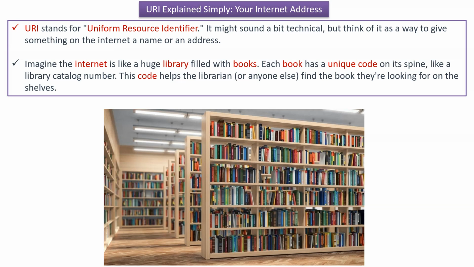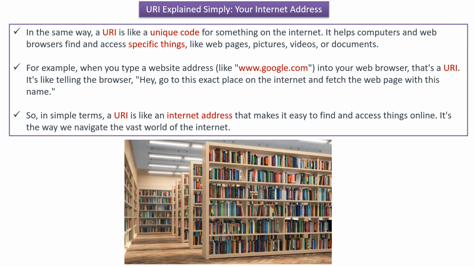We can imagine the internet is like a huge library filled with books. Each book has a unique code on its spine, like a library catalog number. This unique code helps the librarian or anyone else to find the book they are looking for on the shelves. In a similar way, like the library analogy, a URI is like a unique code for something on the internet. It helps computers and web browsers to find and access specific things like web pages, pictures, videos, or documents.